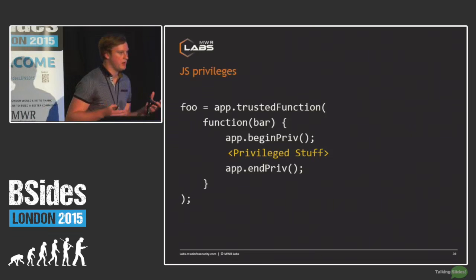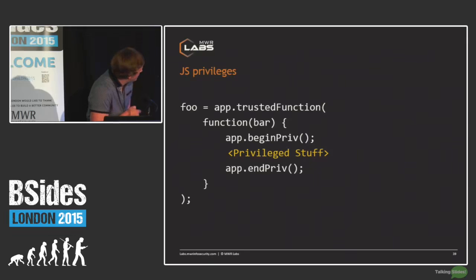Some of the functions are marked as trusted. So here we define foo as a trusted function. This has a parameter bar. You begin the privileged operation, which increases the privilege of the stack frame. Some privileged stuff happens here, and then you end the privilege.